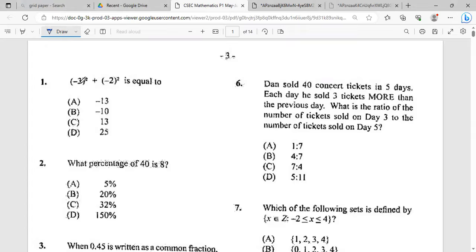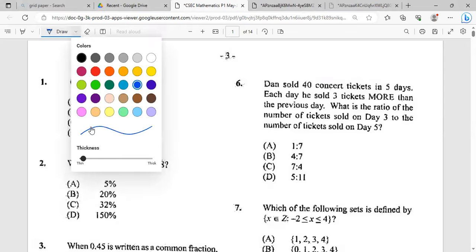All right, so we have -3 squared plus -2 squared, which gives us 9. Remember, once a number is squared, it's always going to be positive. I'm just changing to black, guys. I like being black.